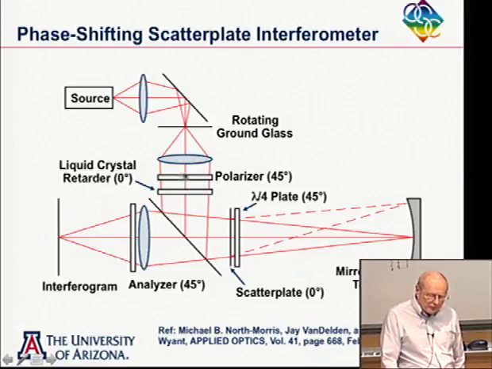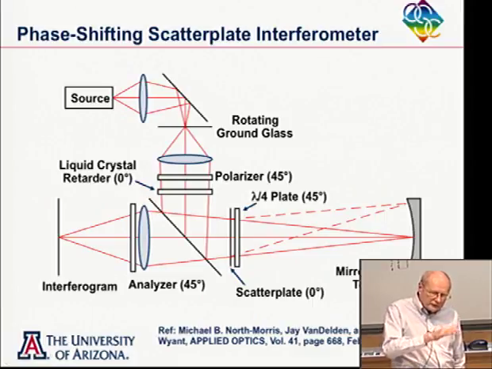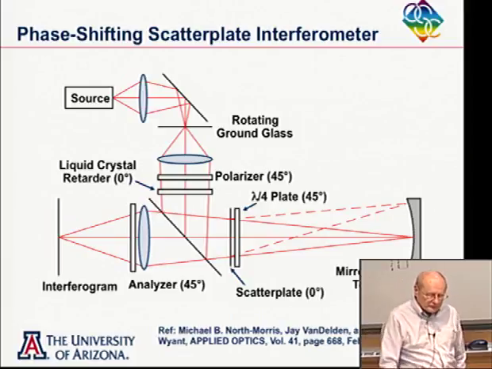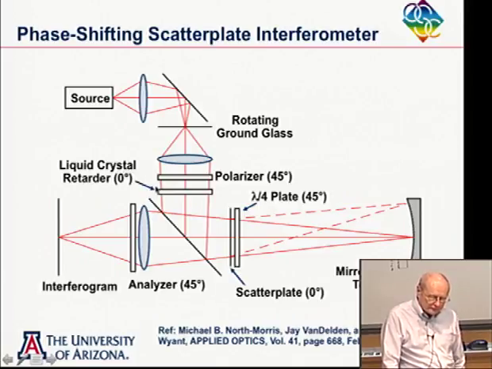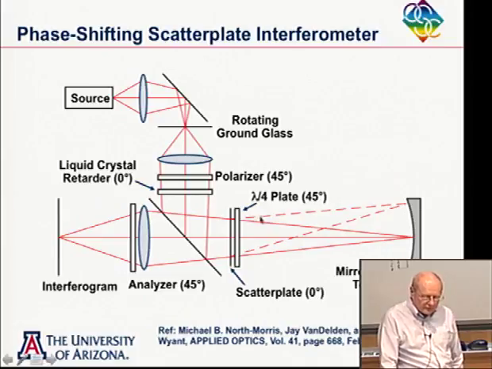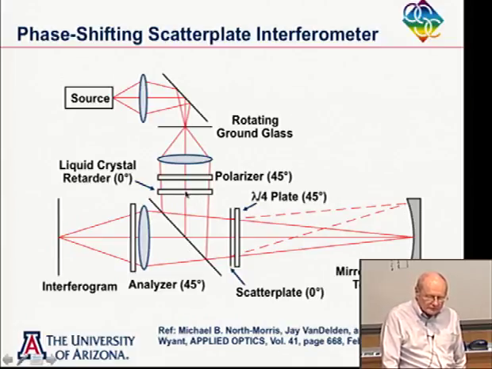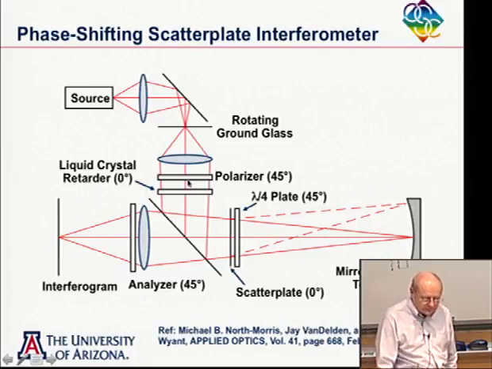So we put in a polarizer here. So light's polarized at 45 degrees. And so I can break that into an X component and a Y component. And we put this little liquid crystal retarder that when we apply a voltage to that, we will change the phase of, say, the X component here relative to the Y component. So that's one way of doing phase shifting, and that's what Michael did. So now we come down here.